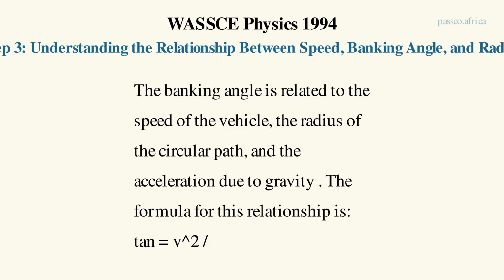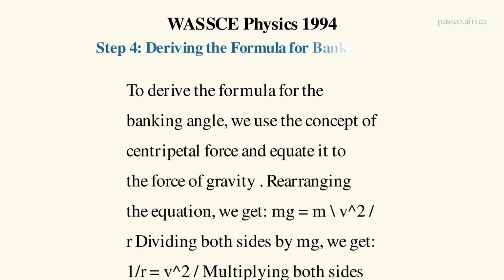Step 4. Deriving the formula for banking angle. To derive the formula for the banking angle, we use the concept of centripetal force and equate it to the force of gravity. Rearranging the equation, we get mg equals mv squared over r.